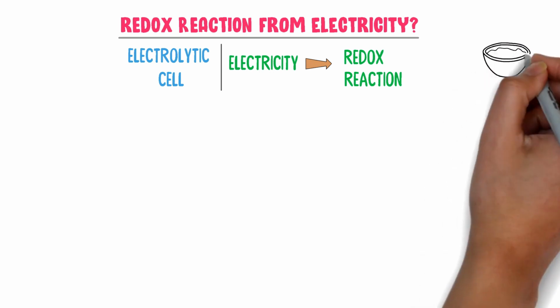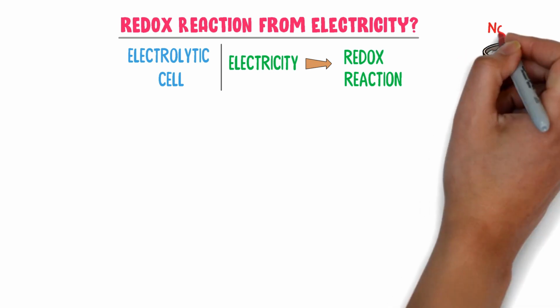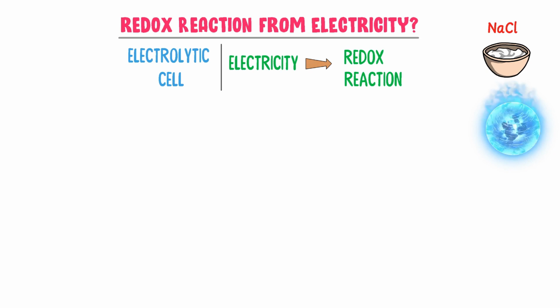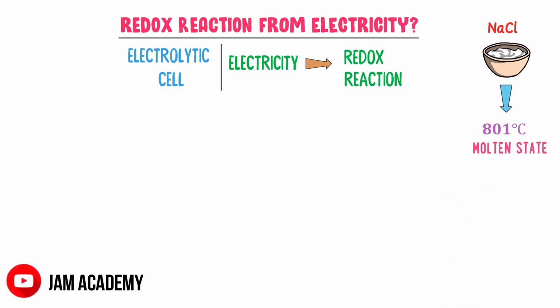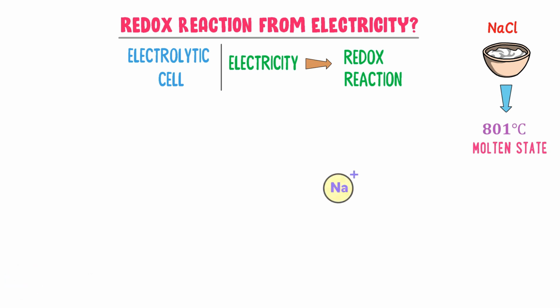For example, consider table salt, sodium chloride. Now if I provide high thermal energy to it and its temperature rises to 801 degrees centigrade, the sodium chloride will be converted from solid state into molten state. In molten state of sodium chloride, there are two types of ions, sodium ion and chlorine ion. Now listen carefully. There is one extra electron present with chlorine and sodium needs one more electron.